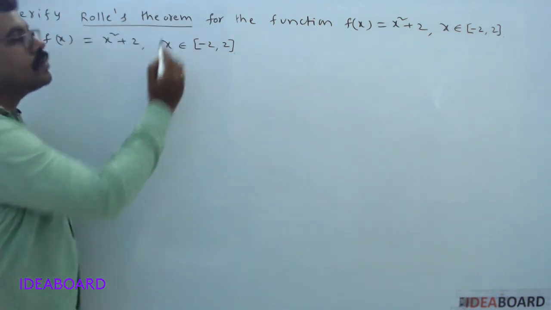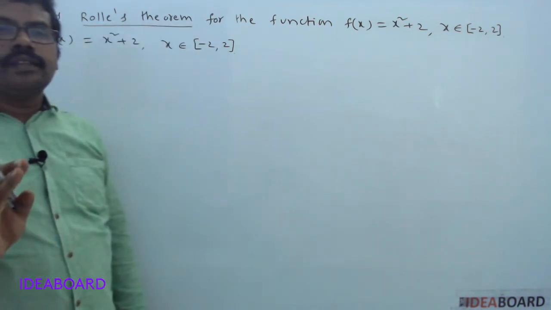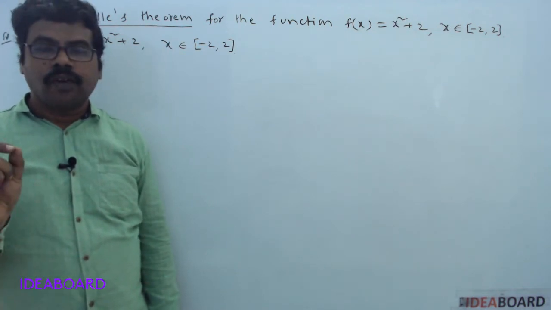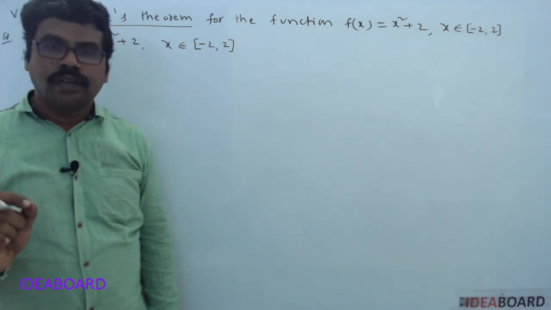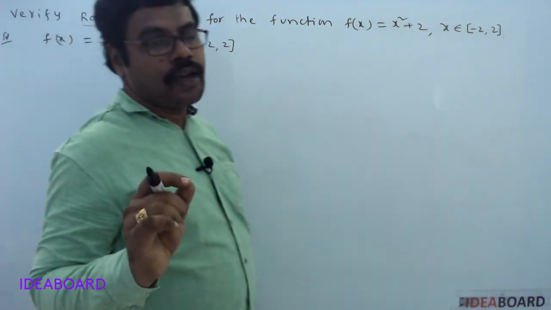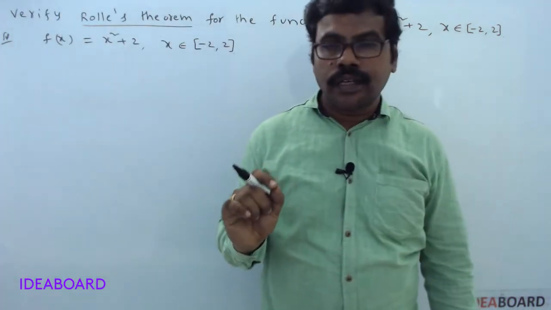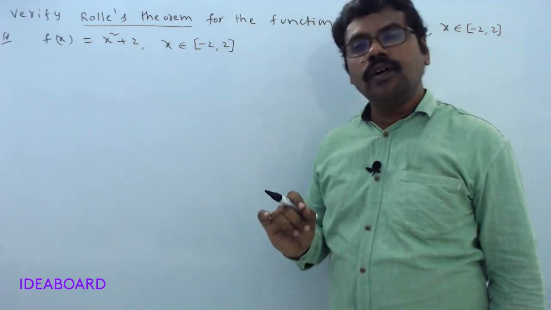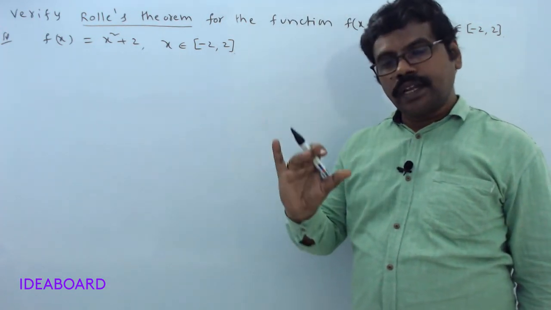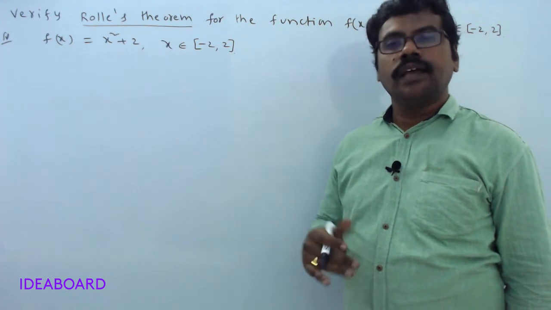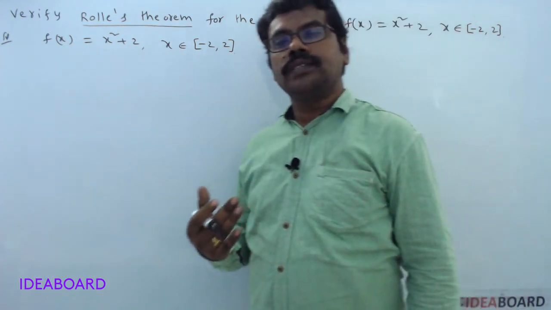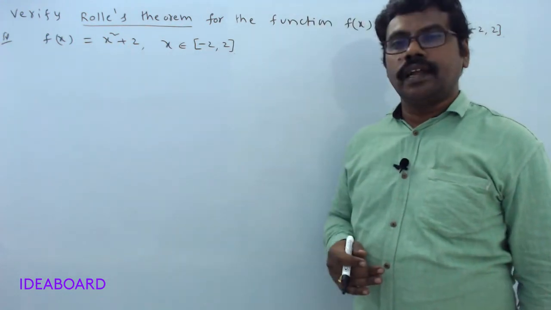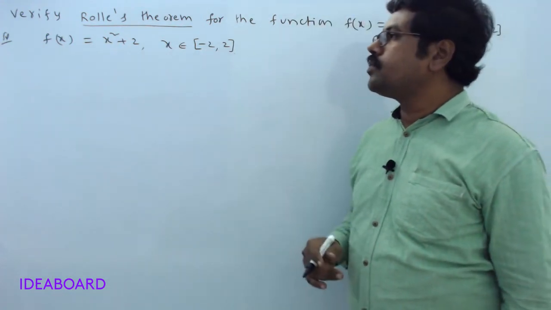In Rolle's theorem, first you have to check three conditions. What are those three conditions? F of x is continuous in the closed interval a comma b. F of x is differentiable in the open interval a comma b. F of a equals f of b. If those three conditions are satisfied, then we say that Rolle's theorem is applicable. Now, first check the three conditions for our given function f of x.